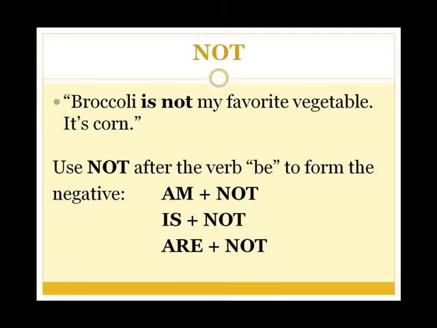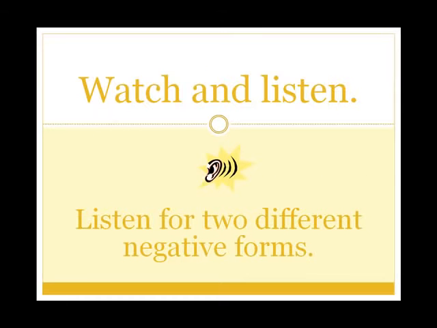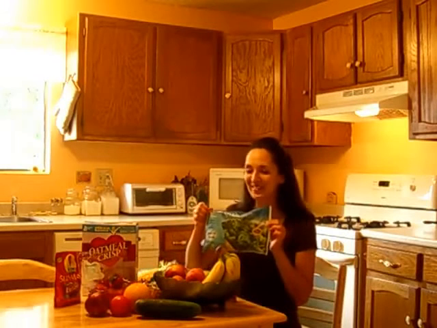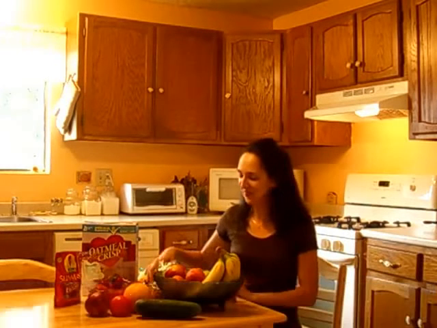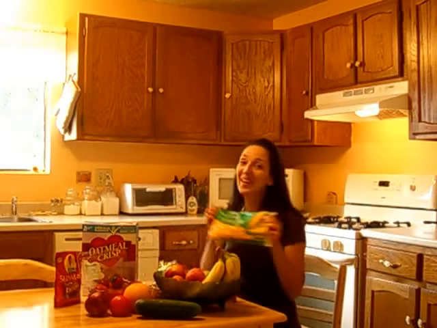Am not, is not, are not. Watch and listen. Listen for two different negative forms. What's my favorite vegetable? It isn't broccoli. It's corn. What's my favorite vegetable? It's not broccoli. It's corn.